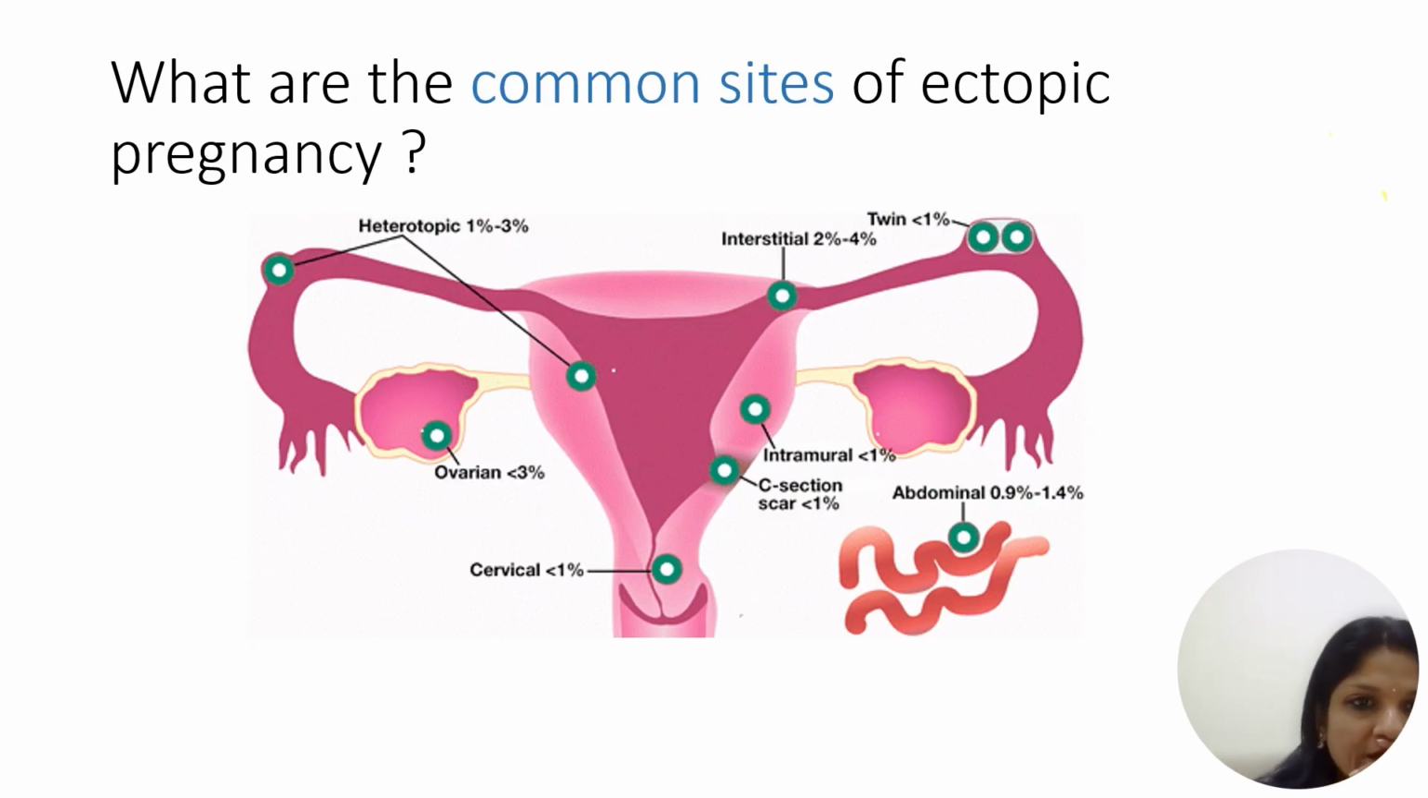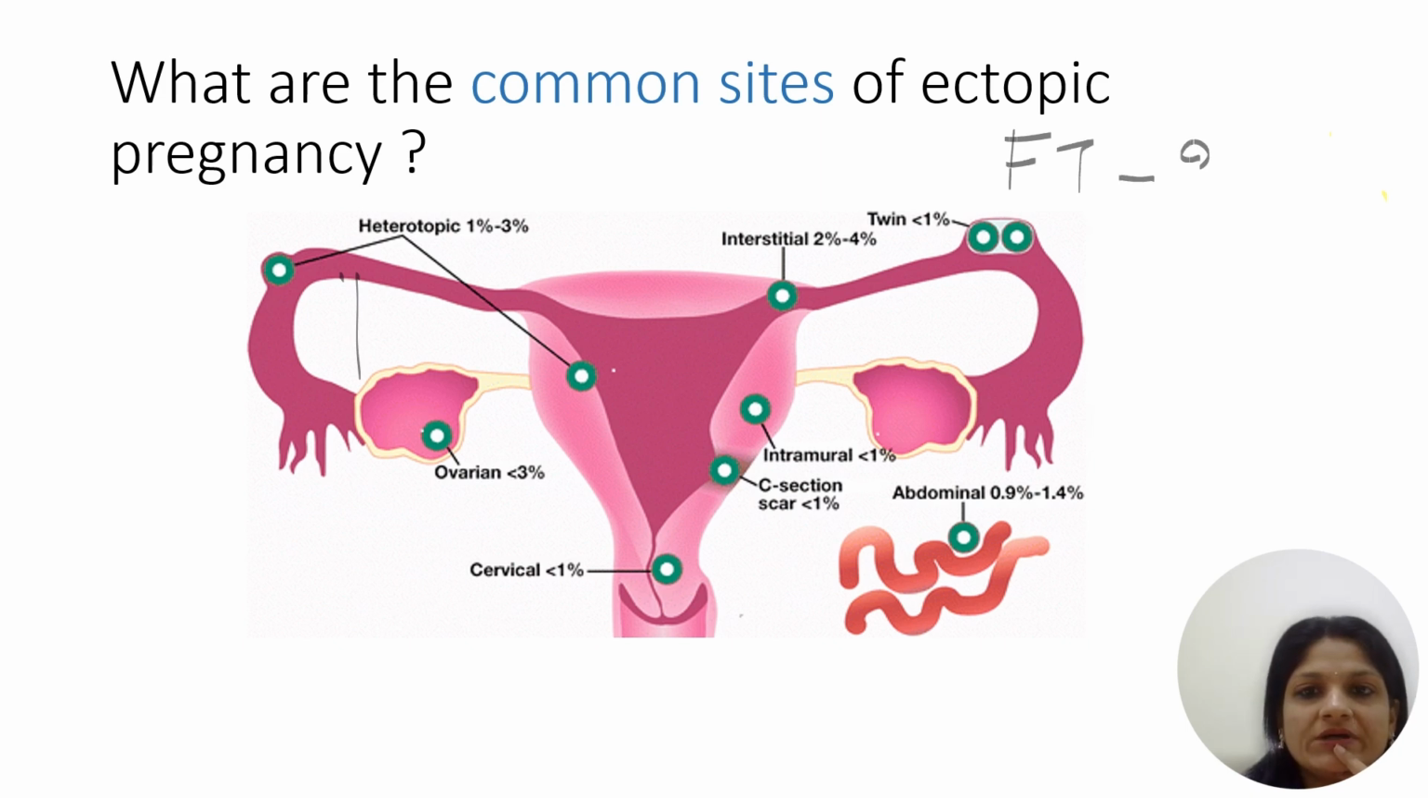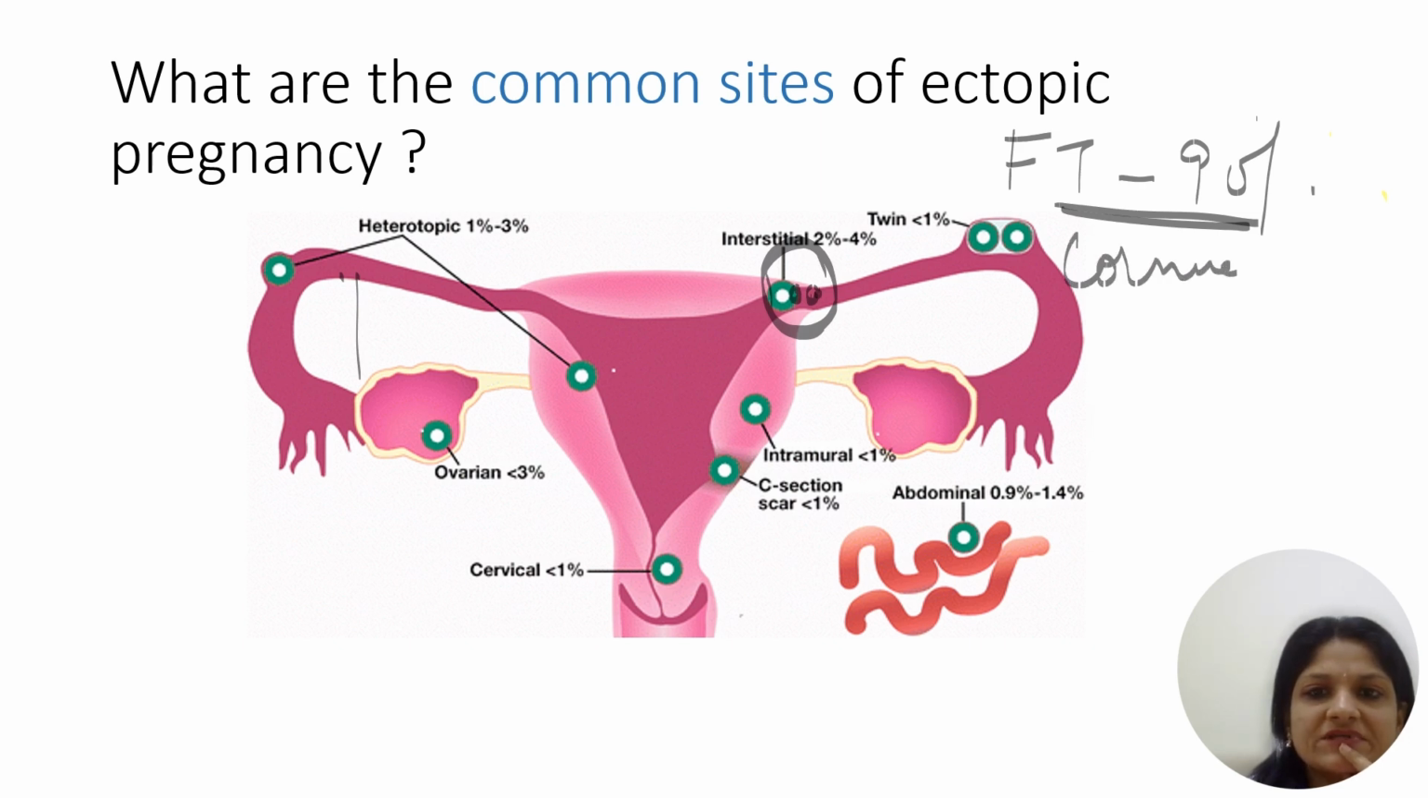Now you must remember the common sites of an ectopic. So what are the common sites? Most common, I have already told you, is the fallopian tube. More than 90% of the pregnancies will occur in the tube. This you must remember. This will be followed by an interstitial or a cornual pregnancy. What is interstitial? The lateral most part of the tube is the interstitial portion of the tube. So the interstitial or the cornual end of the uterus is the next common site, which constitutes around 3%.